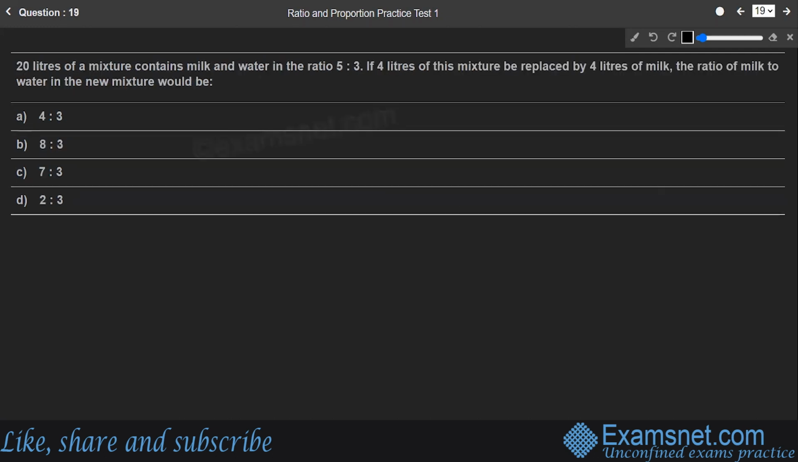Now, 20 liters of mixture contains milk and water in the ratio 5:3. If 4 liters of this mixture is replaced by 4 liters of milk, the ratio of milk to water in the new mixture would be what? The ratio of milk to water in the new mixture is required.